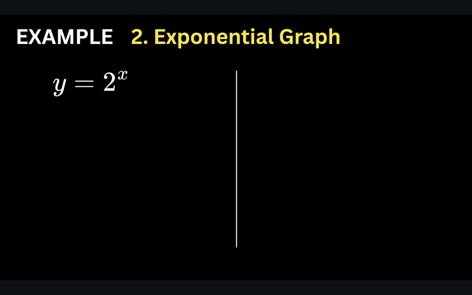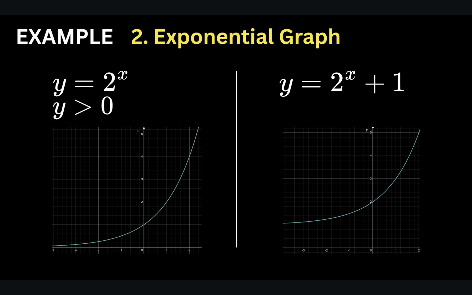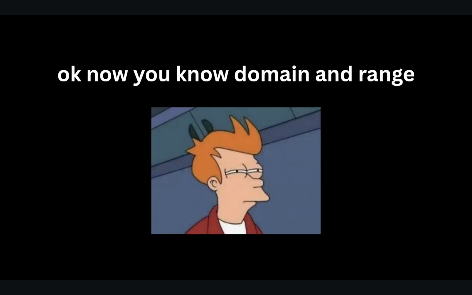Exponential graph. Let's say you have y equals 2 to the power of x, which looks like this. Since you will never get 0, the range will always be more than 0. And we have 2 to the power of x plus 1, which actually just shifts the graph up by 1 unit. As such, the range will be y more than 1. So now you know the domain and range.